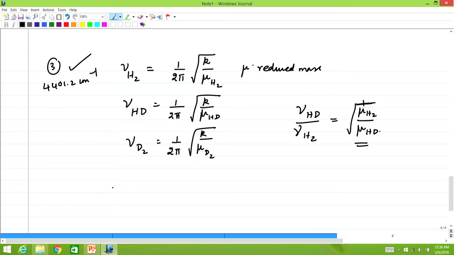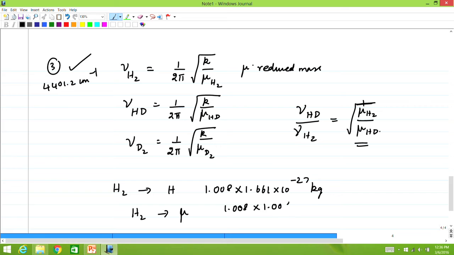And mu of H2 is easy to calculate if you take the H atomic mass as 1.008 AMU. If you multiply that by 1.661 times 10 to the minus 27 kilograms, that is the mass of 1 AMU. Then for H2, the reduced mass is nothing but 1.008 divided by 2.016 times 1.661 times 10 to the minus 27 kilograms. This is the mu of H2.